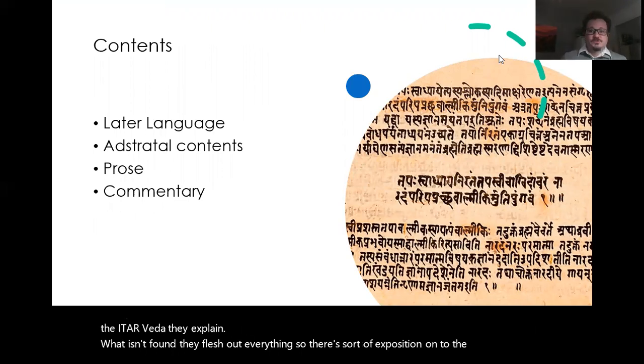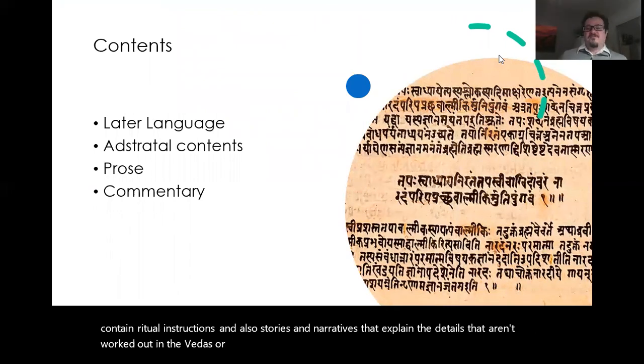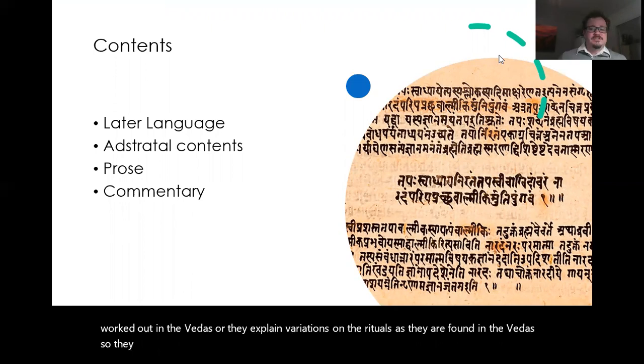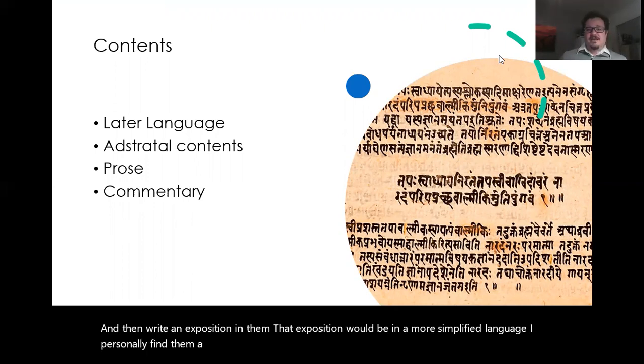They contain ritual instructions and also stories and narratives that explain the details that aren't worked out in the Vedas, or they explain variations on the rituals as they are found in the Vedas. So they would often provide verses and hymns from a Veda and then write an exposition on them. That exposition would be in a more simplified language. I personally find them a lot easier to understand than the Samhitas, than the Rig Veda Samhitas.